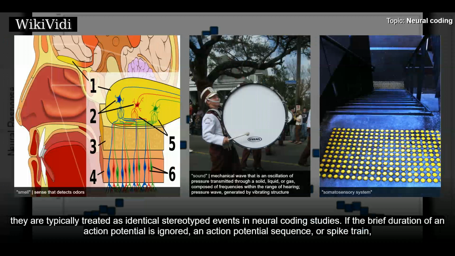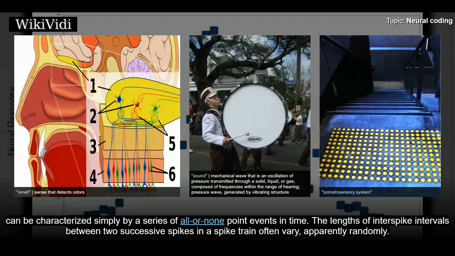If the brief duration of an action potential is ignored, an action potential sequence, or spike train, can be characterized simply by a series of all-or-none point events in time. The lengths of interspike intervals between two successive spikes in a spike train often vary, apparently randomly.